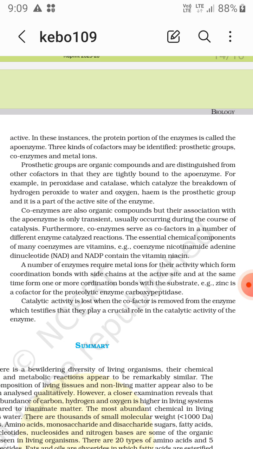Coenzymes are also organic compounds, but what's the difference between the two of them? The prosthetic groups are distinguished from the other cofactors, that is coenzymes, in that they are tightly bound to the apoenzyme. They are tightly bound to the protein part. Now, for example, in peroxidase and catalase, these are the enzymes which catalyze the breakdown of hydrogen peroxide to water and oxygen. Now heme is a prosthetic group and it is a part of the active site of the enzyme, right?